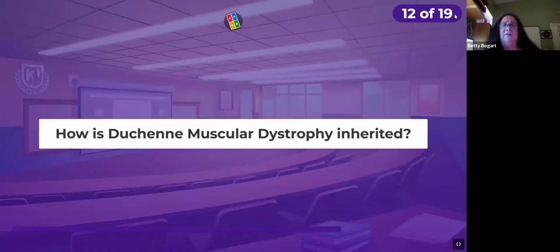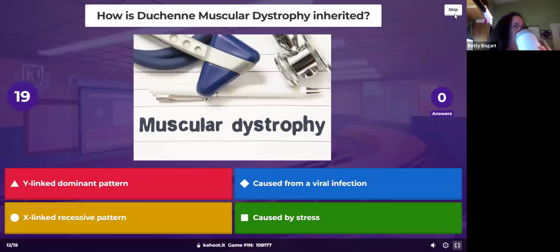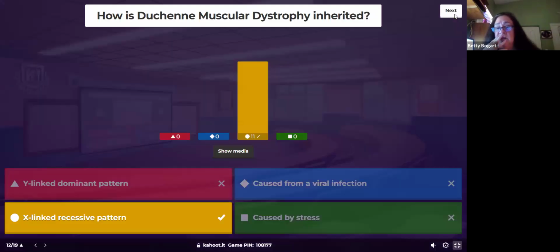How is Duchenne muscular dystrophy inherited? And it's X-linked recessive. It comes from mommy. Yes, it does.